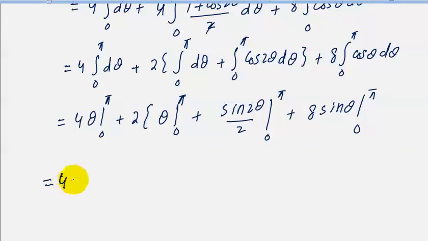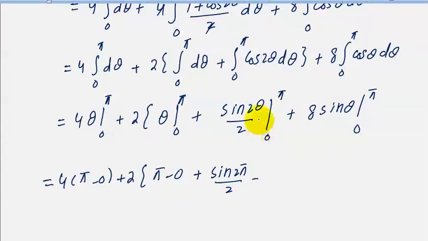This is equal to 4 times, now theta varies from 0 to pi, we can write it as pi minus 0, plus 2 times, again we write it as pi minus 0, plus sin 2 pi upon 2 minus sin 0 degree is 0, so this becomes 0, plus 8 times sin pi minus sin 0.